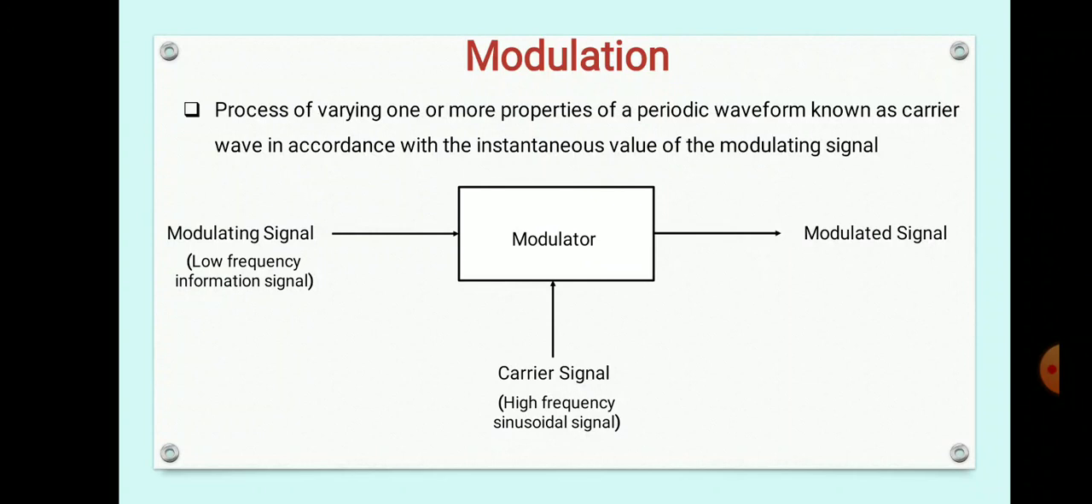So, in order to transmit our low frequency information signal known as the modulating signal through space, we have to increase the frequency of the signal by using another signal known as carrier signal, which is a high frequency signal. So, the device which performs this function is known as the modulator, and the signal obtained after modulation is known as a modulated signal.